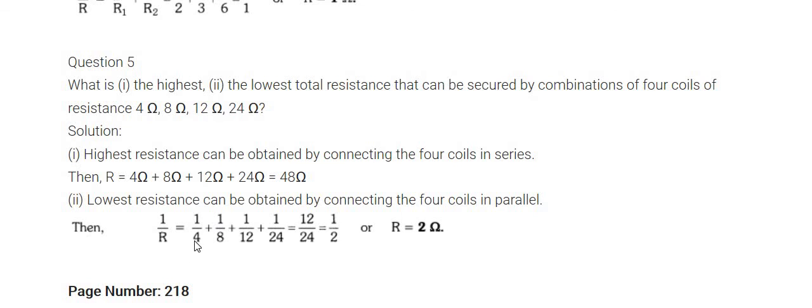And we get the lowest resistance when they are connected in parallel. So the lowest resistance can be obtained by connecting the 4 coils in parallel. 1 by R is equal to 1 by 4 plus 1 by 8 plus 1 by 12 plus 1 by 24, which is equal to 12 by 24. So we get 1 by 2, means 2 ohm.